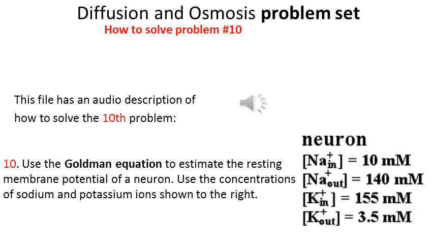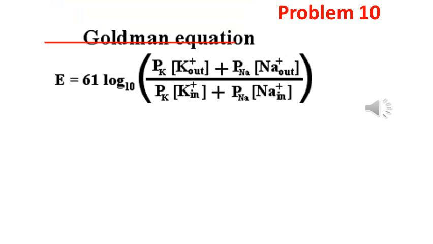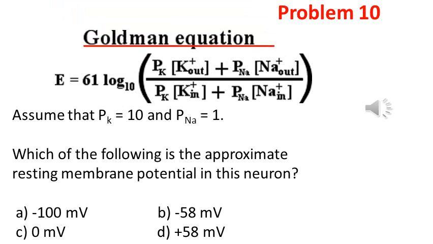This file has an audio description of how to solve the 10th problem in the diffusion and osmosis problem set. The Goldman equation can be used to approximate the resting membrane potential of a cell by taking into account the relative permeabilities of more than one ion. For this problem, assume that the permeability to potassium is 10 times greater than the permeability to sodium.